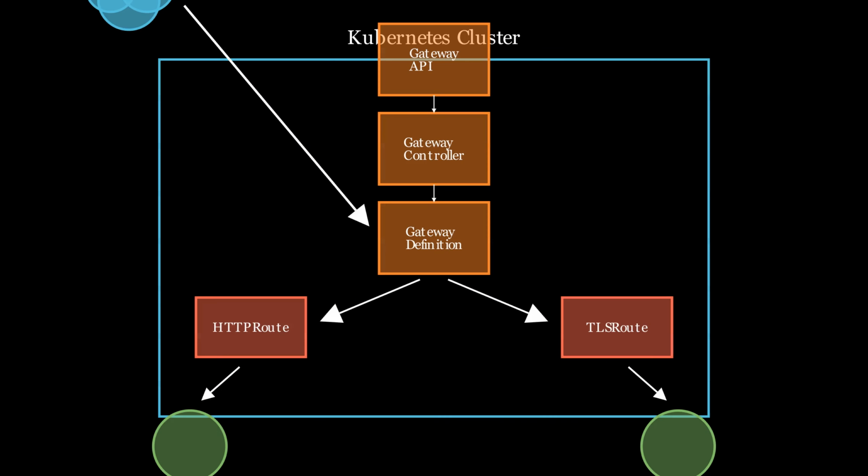In summary, Gateway provides a more flexible and extensible approach to traffic management than Ingress. It supports multiple protocols, has a clear separation of concerns between API, controller, and definition, and works with various route resources to handle different types of traffic.